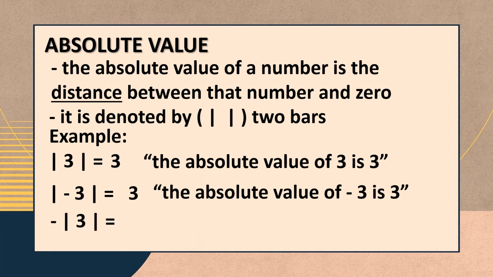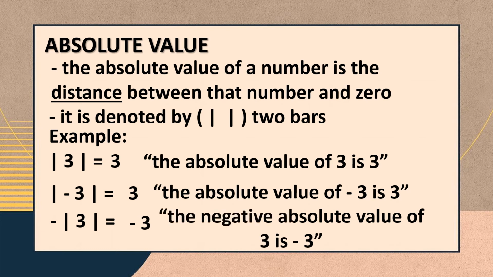Next, negative absolute value of positive 3 is -3. The negative sign is outside the absolute value symbol, so this is read as the negative absolute value of 3 is -3.